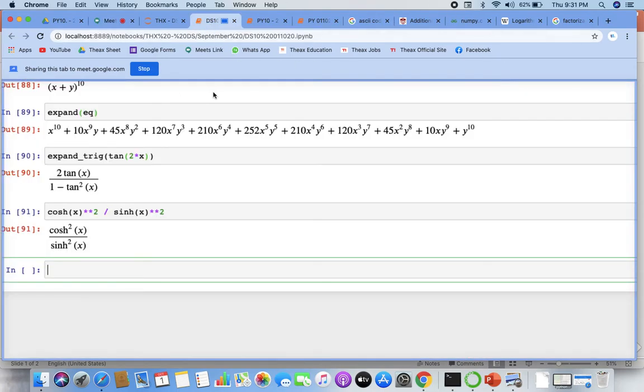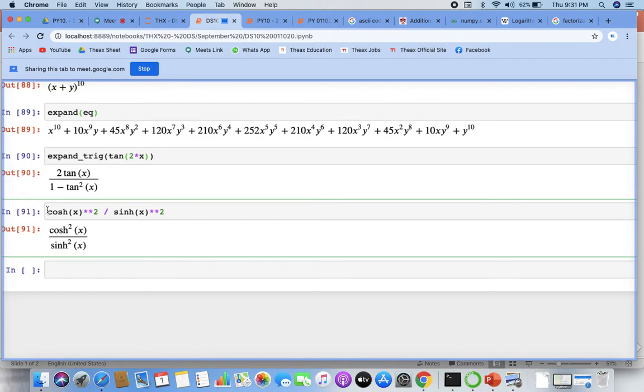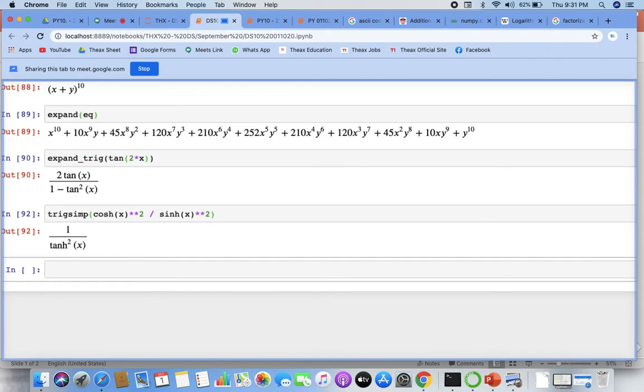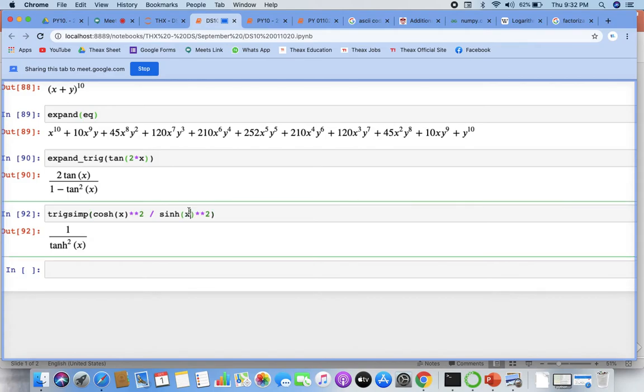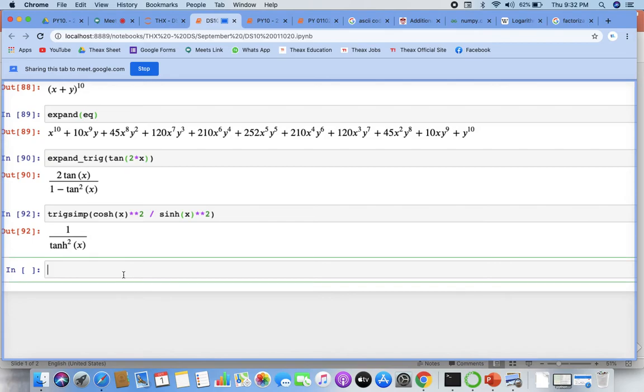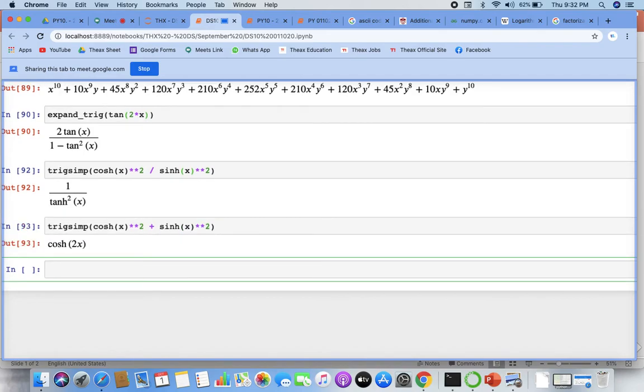Okay, cool. Yeah, so you know how to write. What is the answer? Again, that's easy. Don't do any calculation, use trigsimp, apply that, and get the answer 1 by tan x squared. I think you might be knowing this one. Plus, do you know this? Very good. This is cosh 2x.